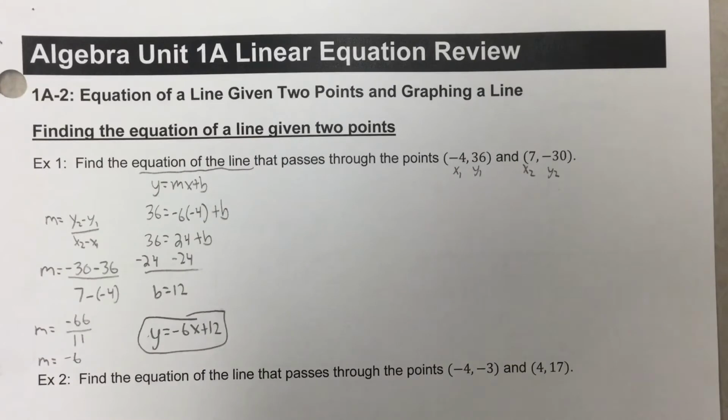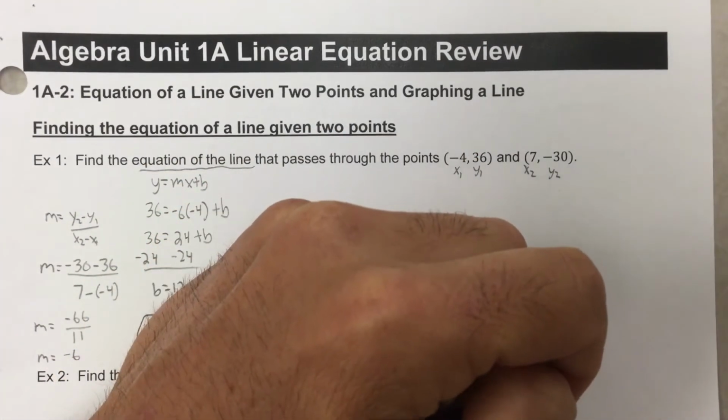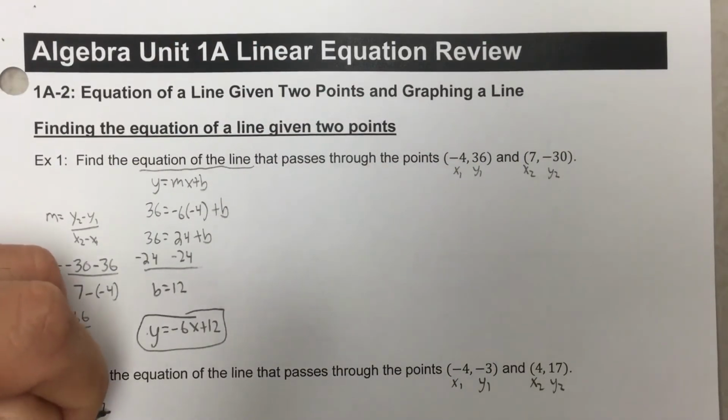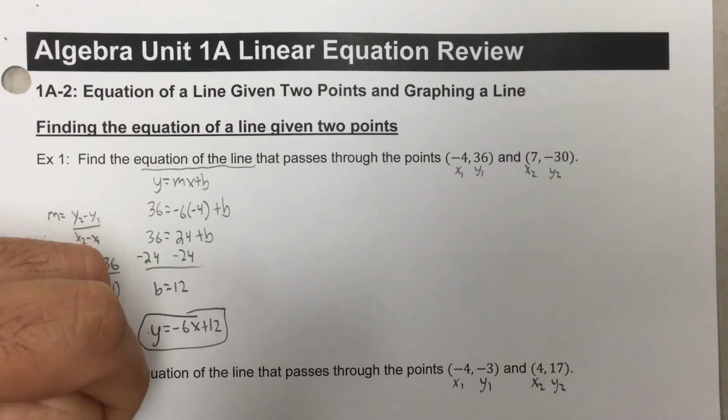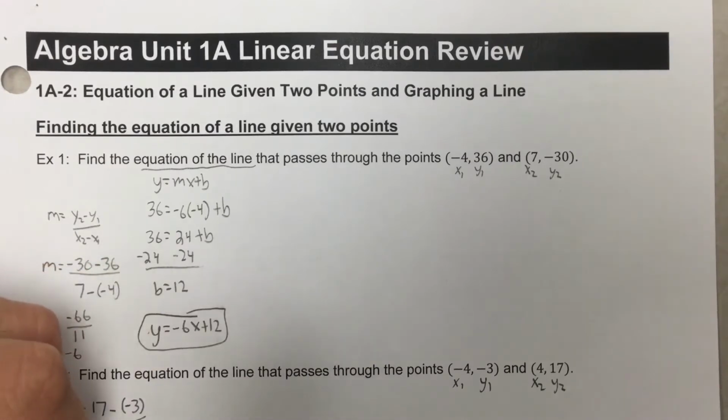All right, example 2. Same directions to find the equation of a line, passing through 2 new points now. So again, I'm going to call this x1, y1, x2, y2, and I find my slope first. y2 is 17 minus y1 is negative 3 over x2, which is 4, minus a negative 4. So we end up with 17 plus 3 is 20 over 4 minus a negative 4 is 8.